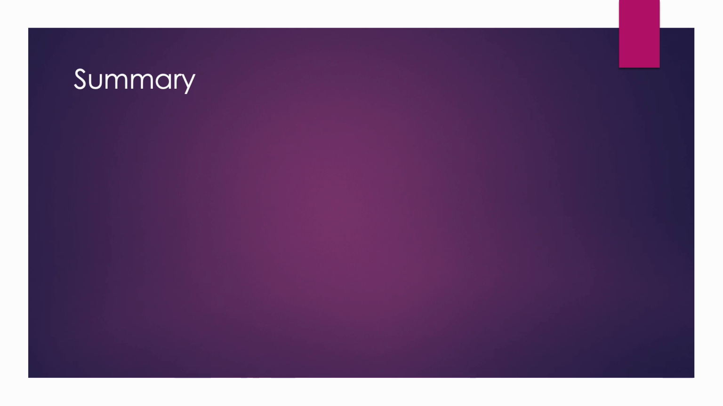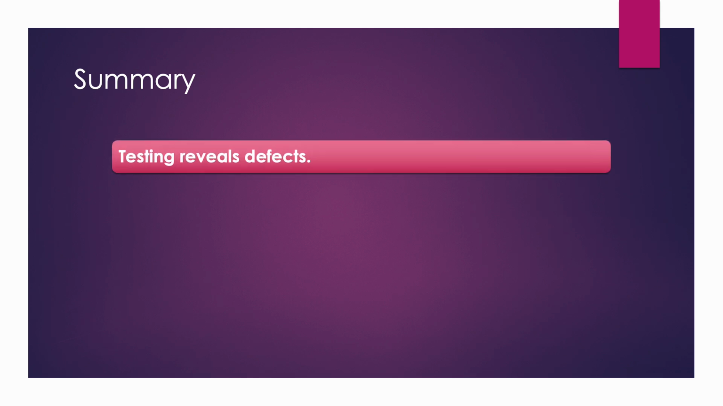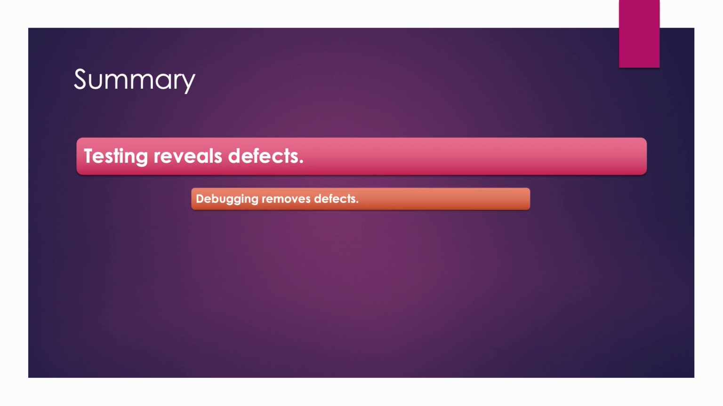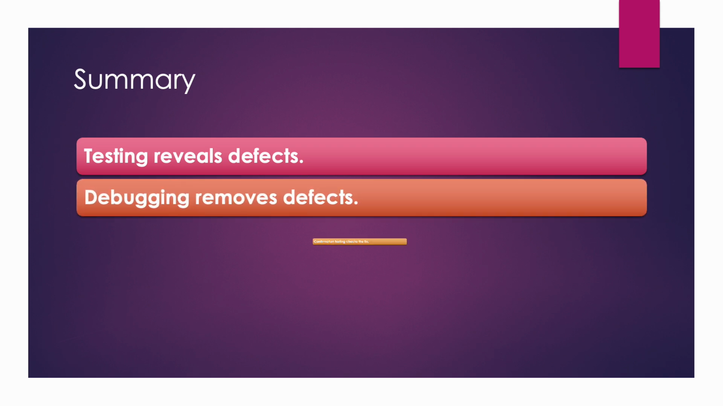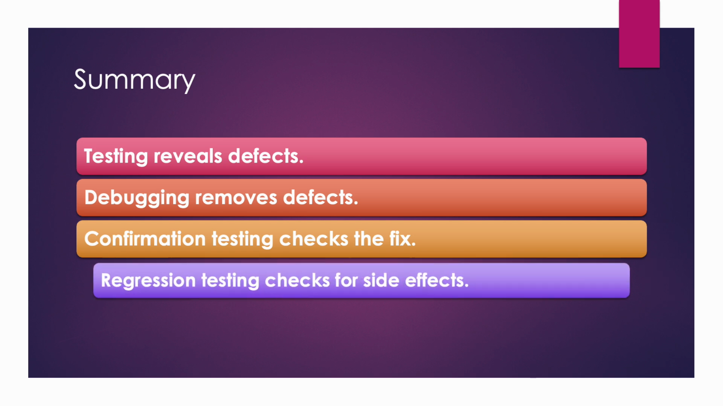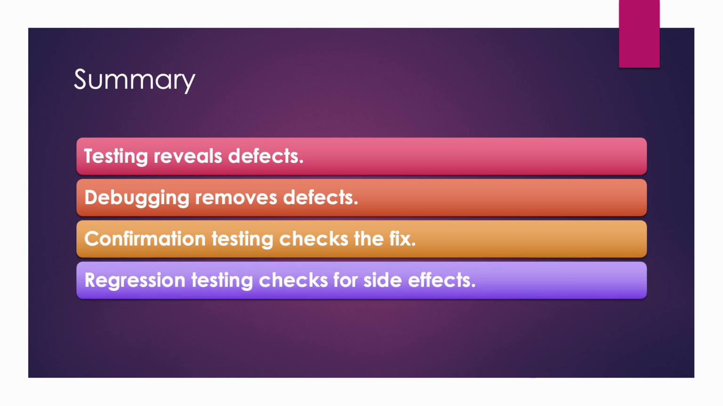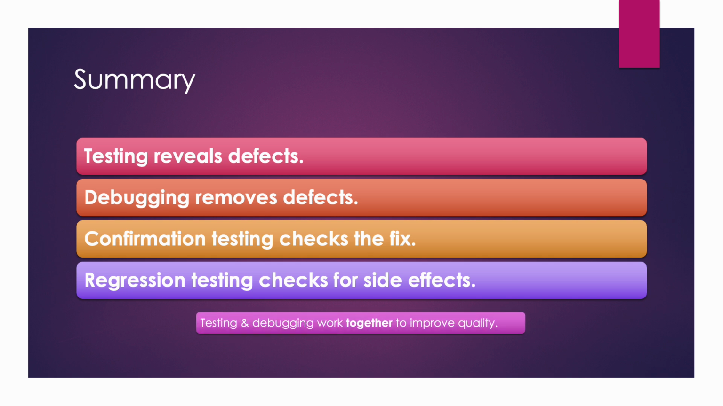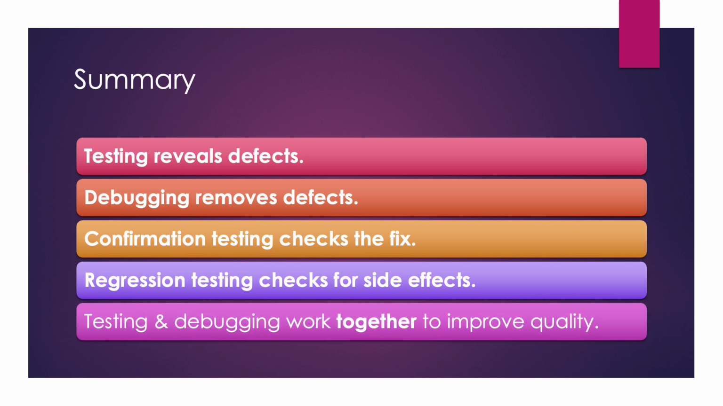Let's wrap everything up. Testing reveals defects. Debugging removes defects. Confirmation testing checks that the fix works. Regression testing checks that nothing else was broken. Both testing and debugging work hand in hand to deliver quality software, but they are not the same activity. Understanding this difference is key for anyone starting in QA, automation, or ISTQB preparation.